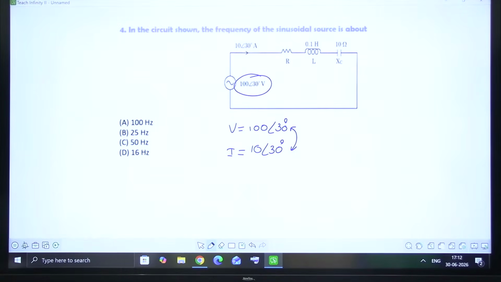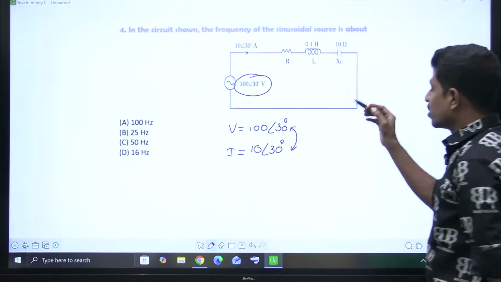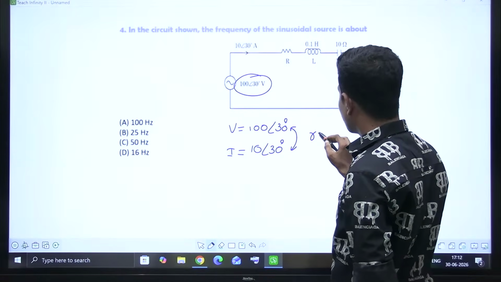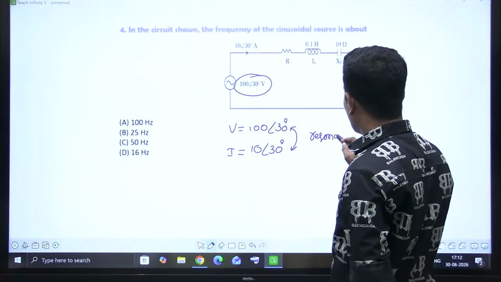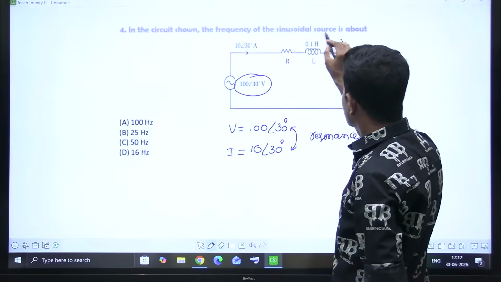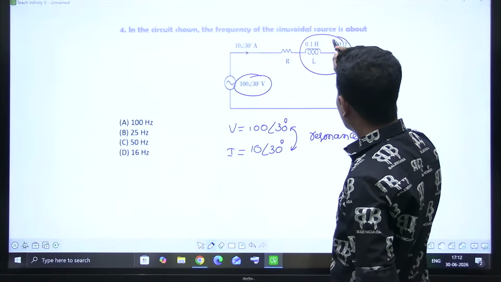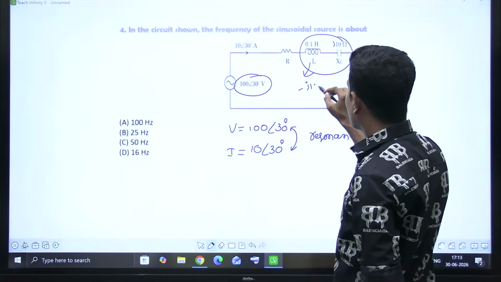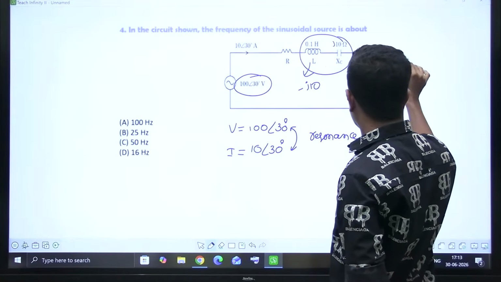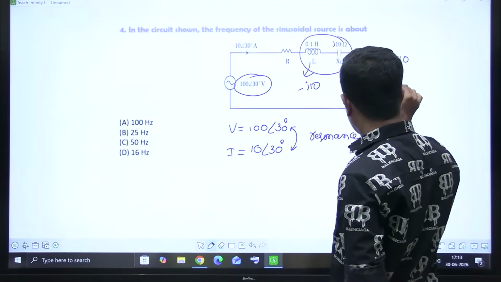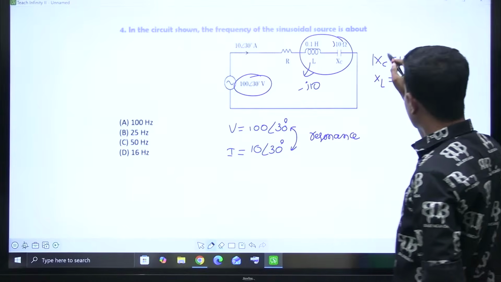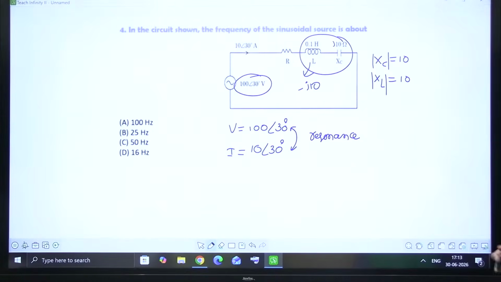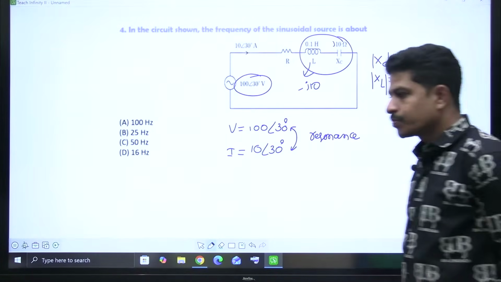Sir, but the circuit is having inductance and capacitance. How can you say it is a resistive circuit, sir? This is under resonance. Sir, how do you know it is under resonance? These two are equal. This is j10, and this is going to be minus j10. XC is given by him as 10. XL is not given, but you can take it as 10 in magnitude.